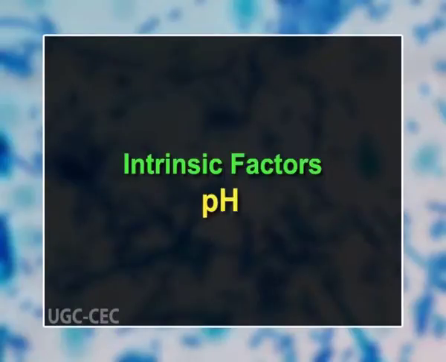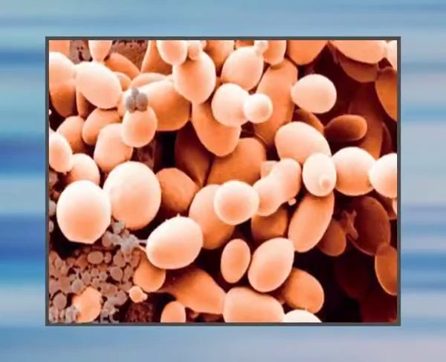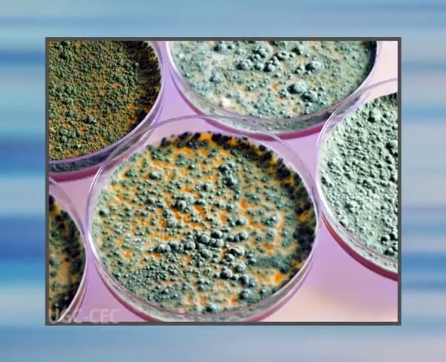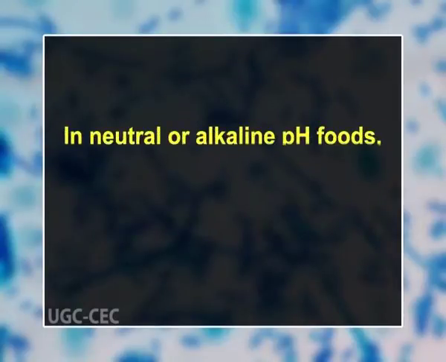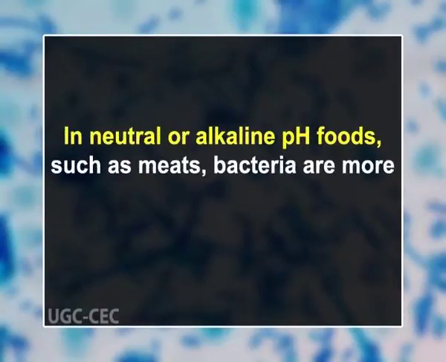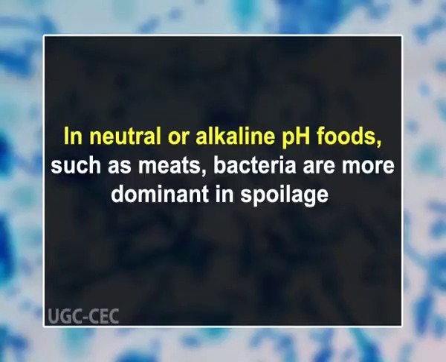Now coming to pH. The pH of a food also is critical because a low pH favors the growth of yeast and molds. In neutral or alkaline pH, foods such as meats, bacteria are more dominant in spoilage and putrefaction. Depending on the major substrate present in a food, different types of spoilage may occur.